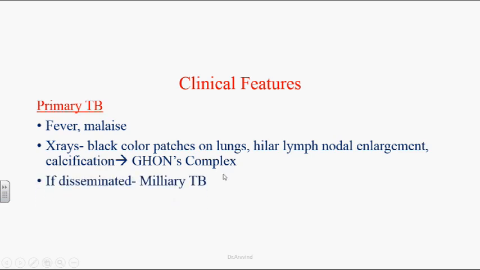Whenever these tubercles are spreading or entering into the bloodstream by damaging the lung tissues, if they are spreading into the blood vessels and disseminating into other parts of the human body, we can call it miliary tuberculosis.